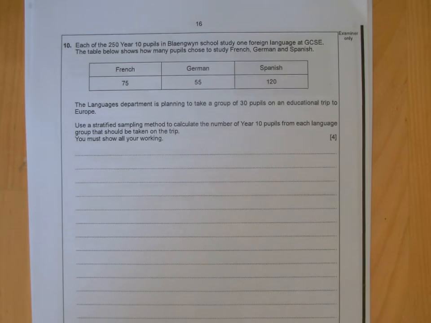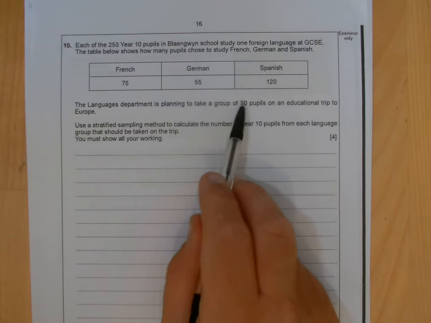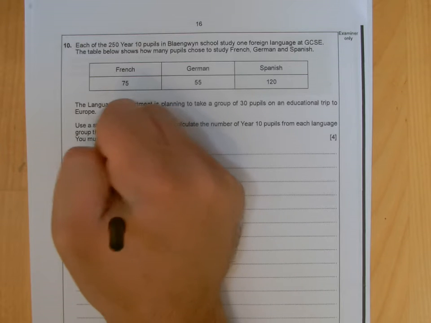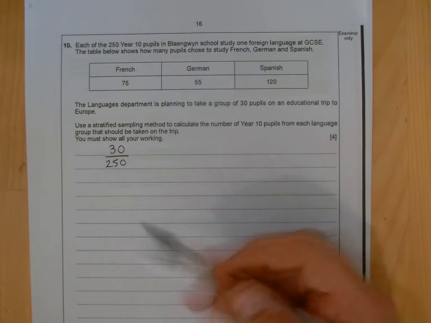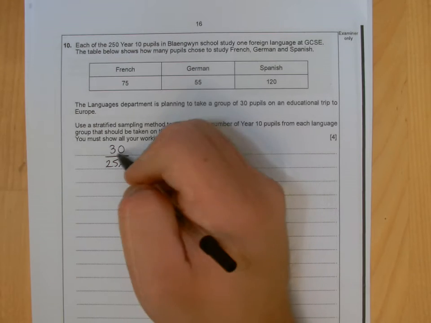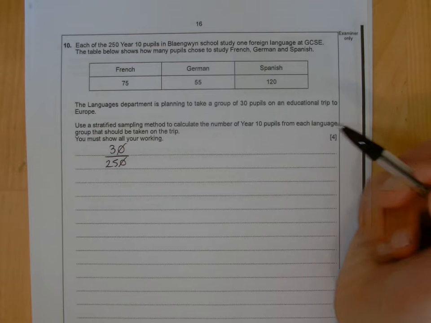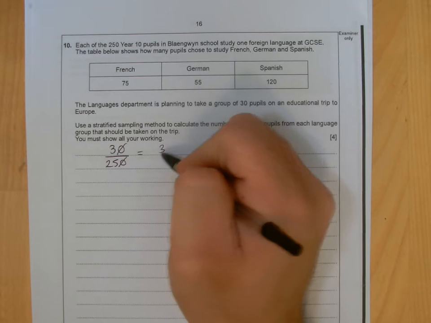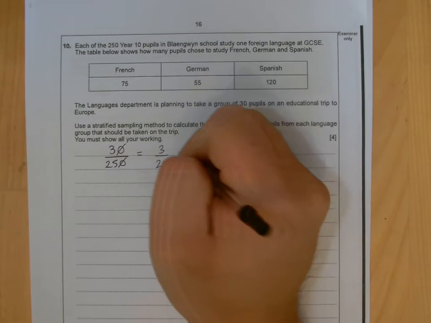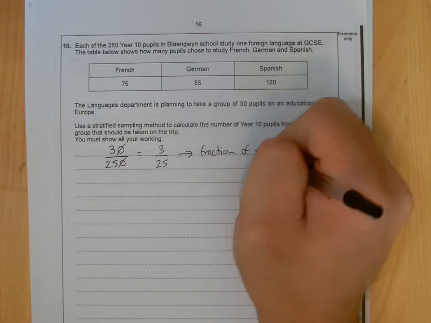So what we need to do for that is appreciate that only a fraction of the pupils are going to go, and the fraction, of course, will be 30 pupils out of 250. So I can write that as a fraction there, can't I? 30 out of 250, and then we can try and simplify this fraction to make it easier for us. Now the zeros will cancel, won't they? Because we can divide top and bottom by 10 to get 3 out of 25. And to be honest, I don't think we can simplify that any further, because 3 is a prime number and it doesn't go into 25. So we're left with that. This is the fraction of the year group that are able to go.